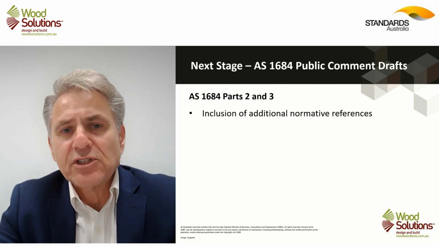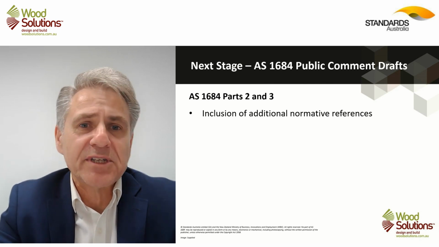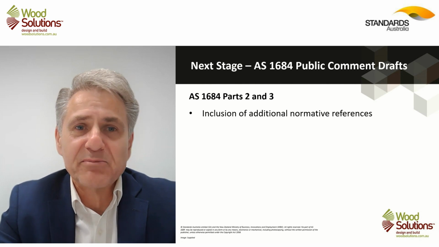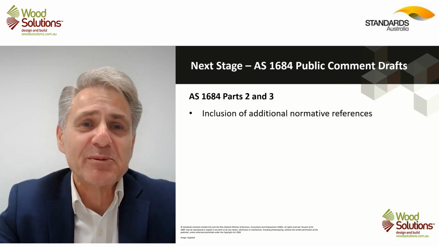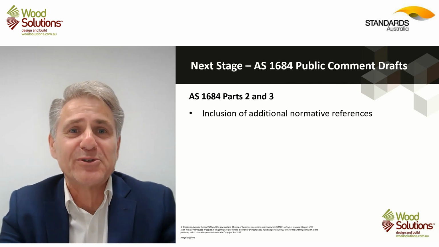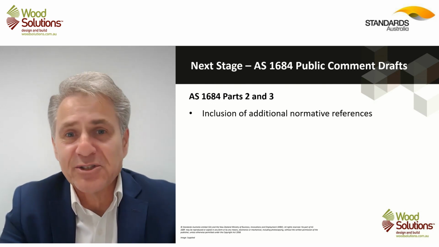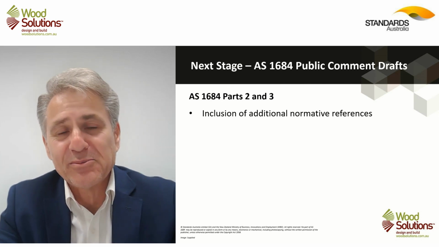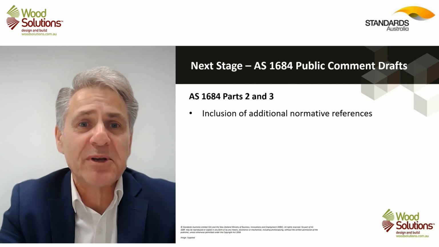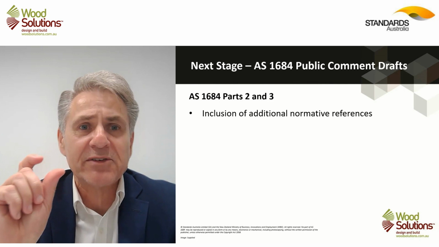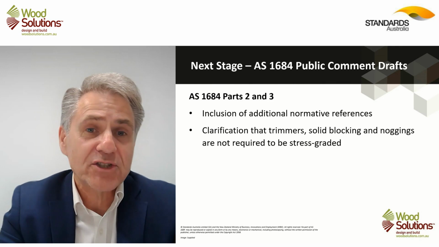The particular changes to Parts 2 and 3 were quite an interesting change. Having been involved in 1684 for decades now, you become a bit blasé with the materials that you're using in the standard. We would always refer to F5 radiata pine or now MGP 10s and 12s, but we never really referred to the types of grading standards for those products. So now there'll be inclusion of normative references within the standard to specifically define how these products are to be graded or manufactured.